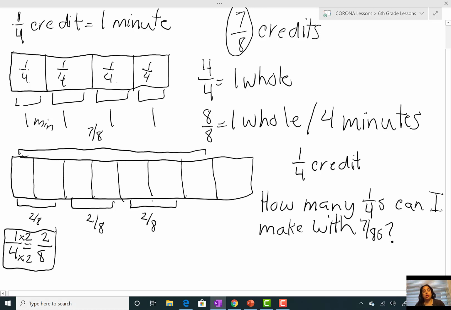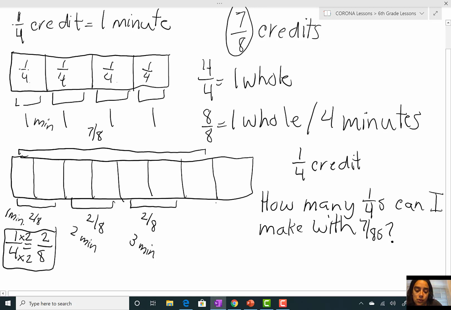So what these groups are showing me is the amount of minutes. So far, since 2/8 is equal to 1/4, this is 1 minute. This is the second minute. And this is the third minute. So I know, because I'm counting 2/8, 4/8, 6/8, I know she can play for an entire 3 minutes.